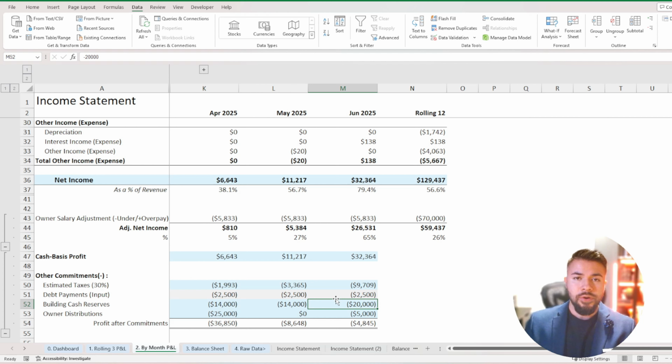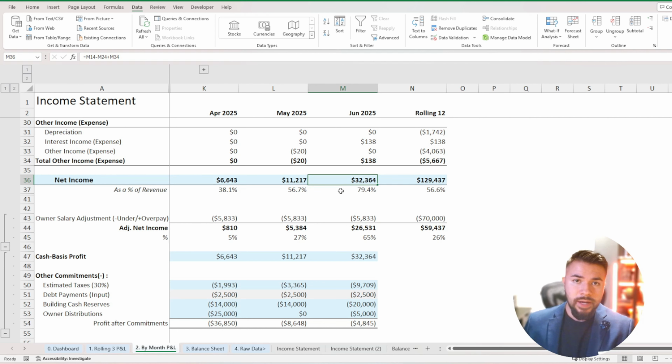Okay, the last thing is your owner's distributions. Same thing as debt, this doesn't show up on your profit and loss. So, by the way, it's not taxed either. So if you're taking out $20,000 or $5,000, it's not taxed, and it also doesn't impact your net profit.